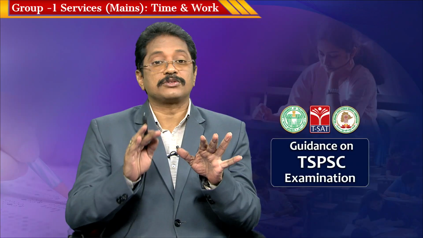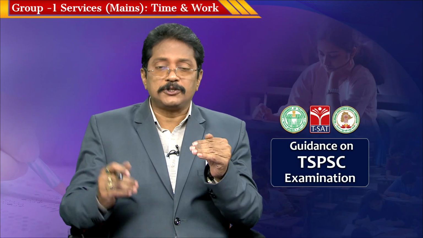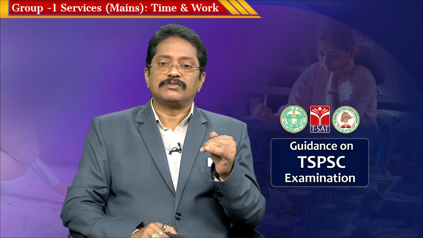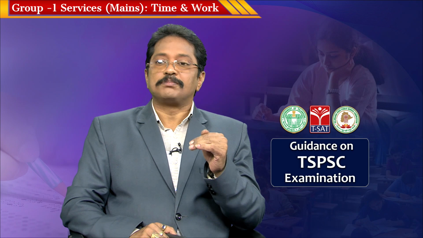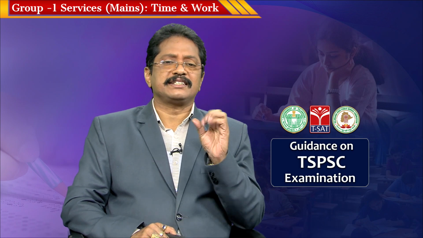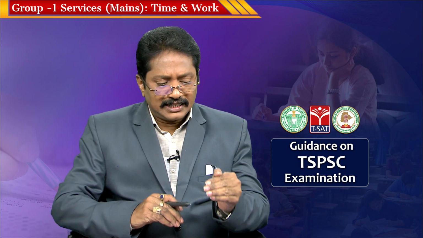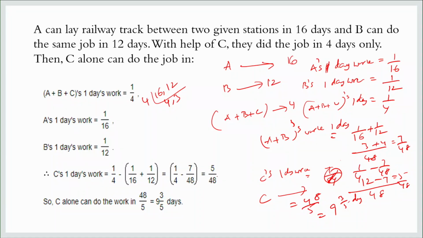Do you understand this question? See, the procedure is very important. Once you understand the procedure, you can get the answer easily. What is the given information? A can do the railway track between two given stations in 16 days. So A's 1 day work is 1 by 16.